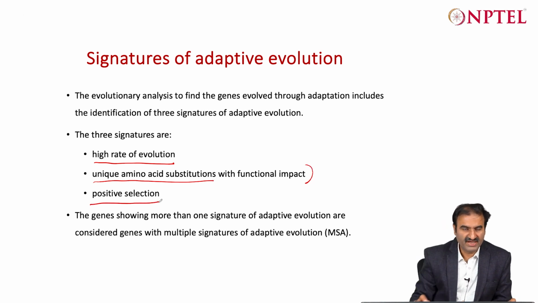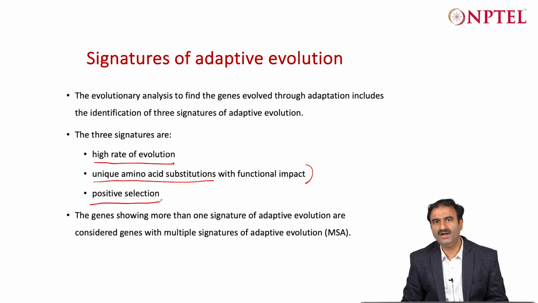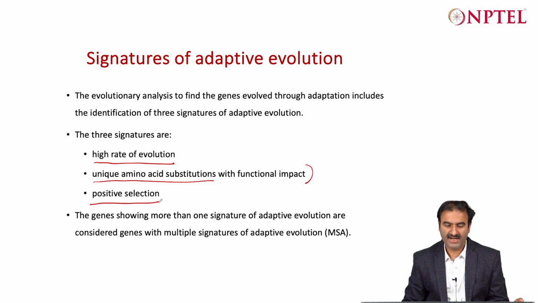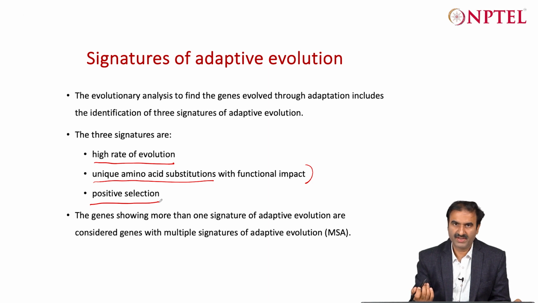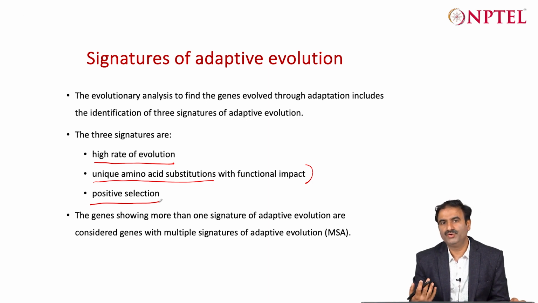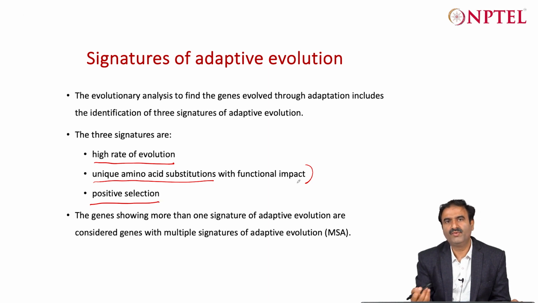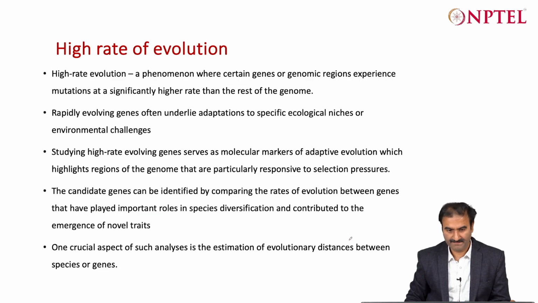And positive selection, because some genes are under positive selection, and we will see how to determine those genes also. So for a particular genome, there could be some regions which are highly evolving, or some genes having unique amino acid substitutions, or some genes under positive selection. You can consider two or more of such signatures to say that the gene is showing multiple signs of adaptation.